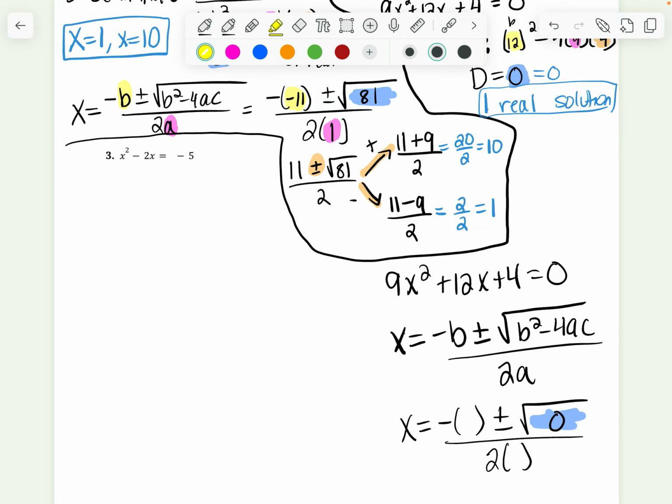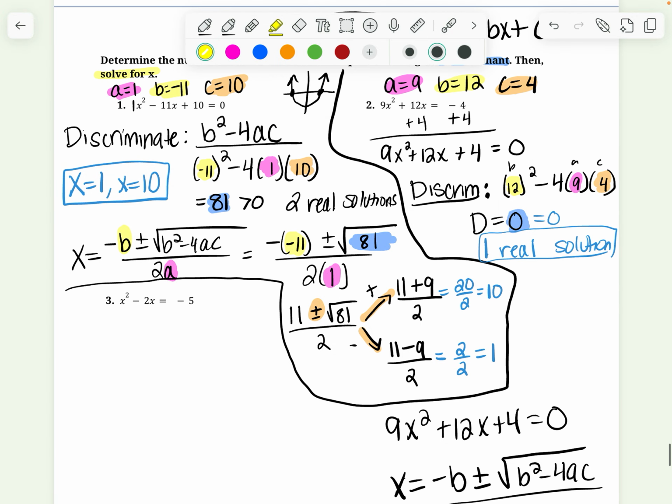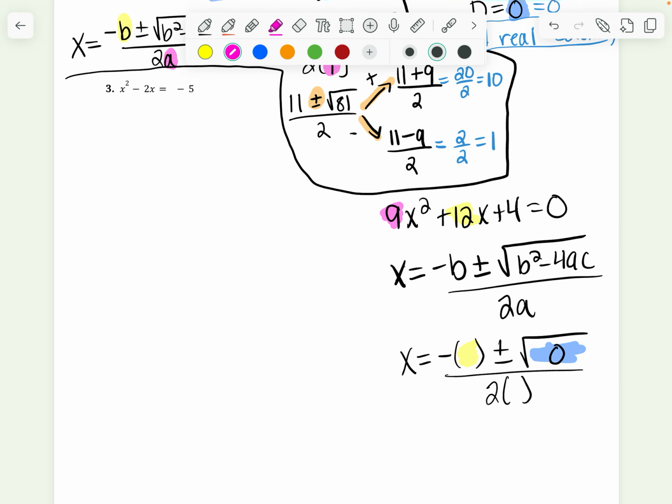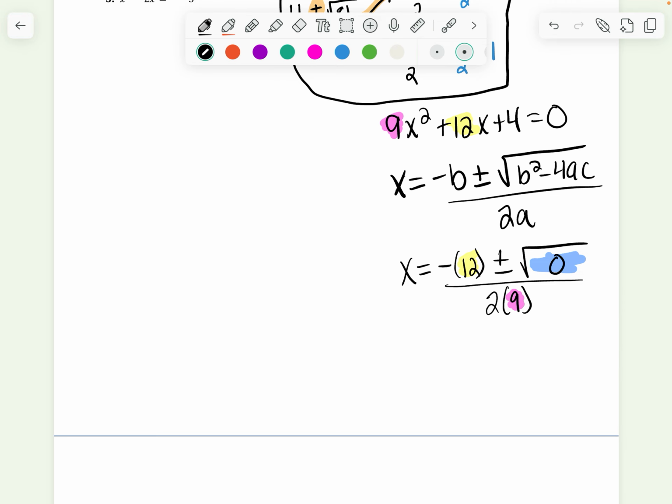So out front, we're going to plug in our b value, which remember from our original equation was that 12. And then we plug in our a value on bottom, which is the 9. So we have negative b, which is negative 12, plus or minus the square root of 0, over 2 times 9. The square root of 0 is 0, so you have negative 12 plus or minus 0 over 2 times 9, which is 18. So you get negative 12 plus 0 over 18, and then negative 12 minus 0 over 18.